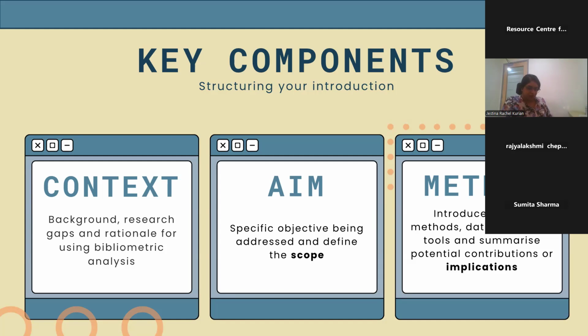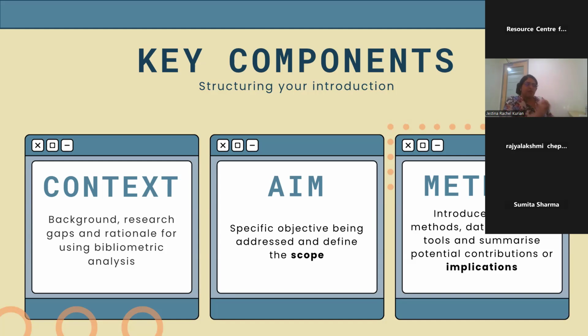The last part of your introduction is, in order to obtain these aims and objectives, we used data extracted from whichever database you use. You might use PubMed, you might use Web of Science, you might use Scopus. So we use data from Web of Science, for example.